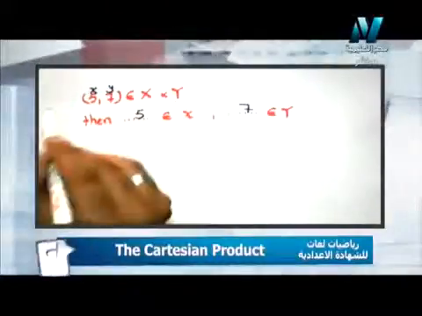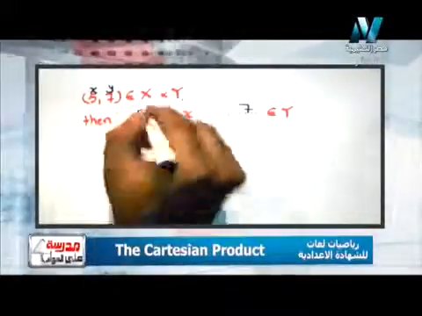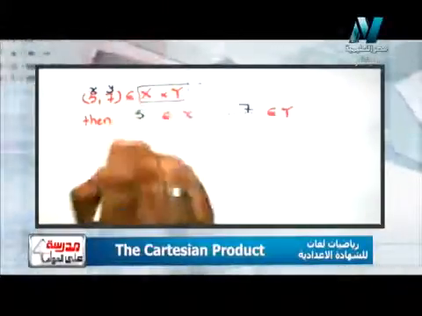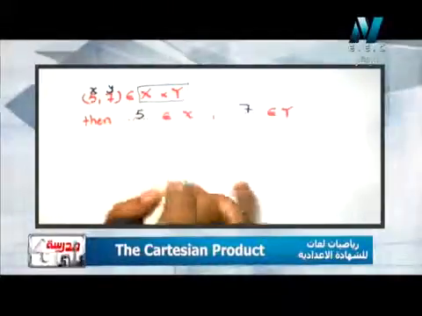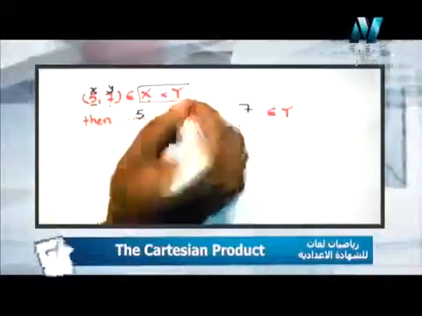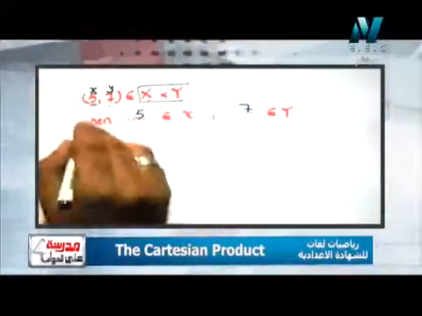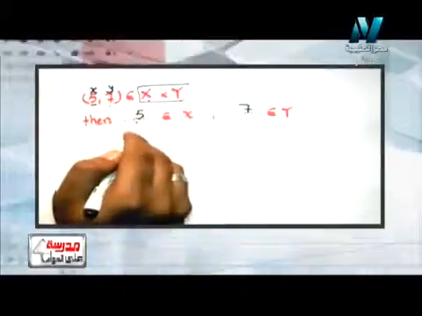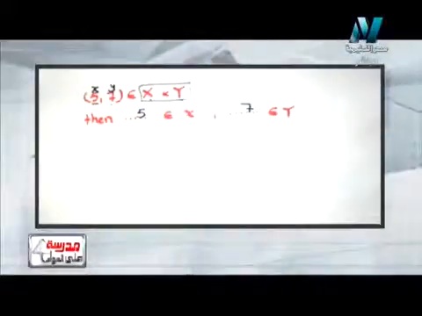Here we have 5 and 7 belong to the Cartesian product, which represents X product Y. That means the first number belongs to the first set and the second number belongs to the second set. Very simple. So 5 belongs to the first set, which is X, and 7 belongs to the second set, which is Y. Here we have an important item before we continue this part, which is when two ordered pairs are equal.